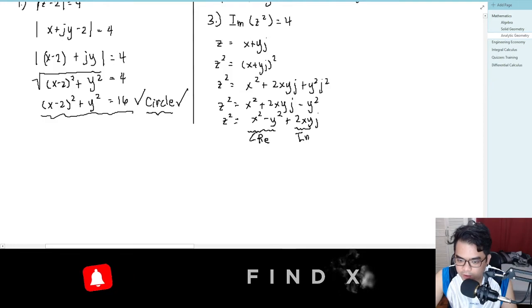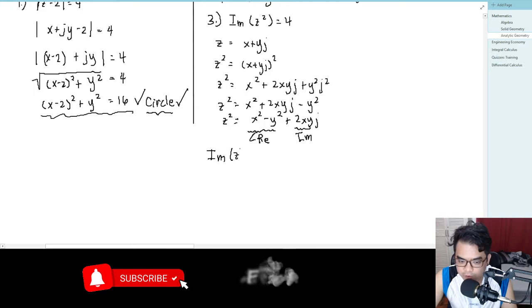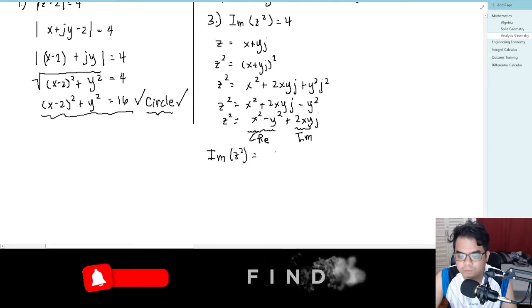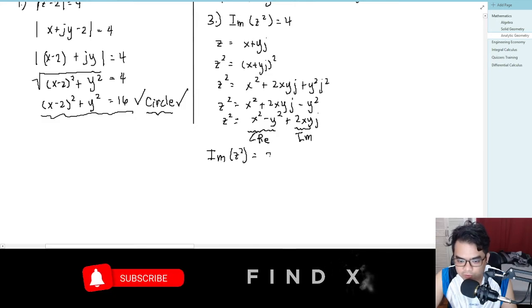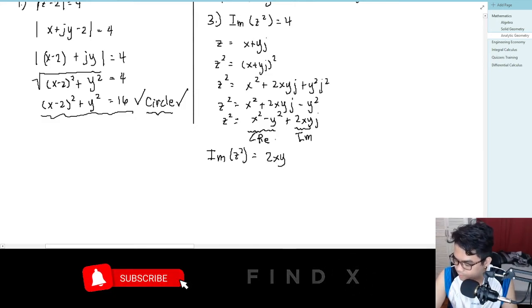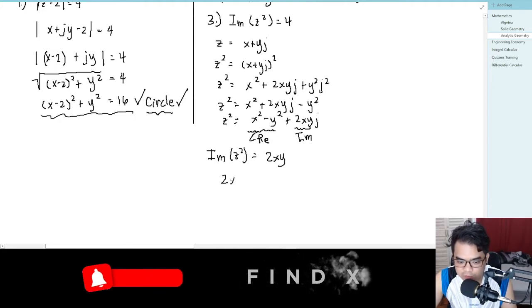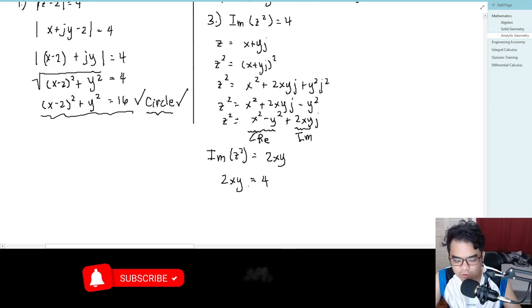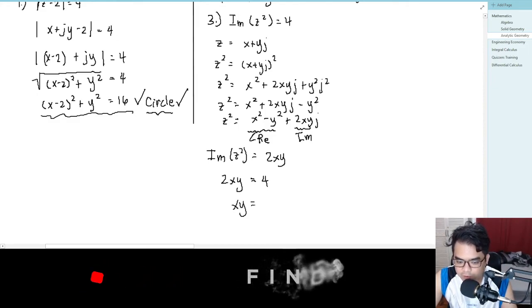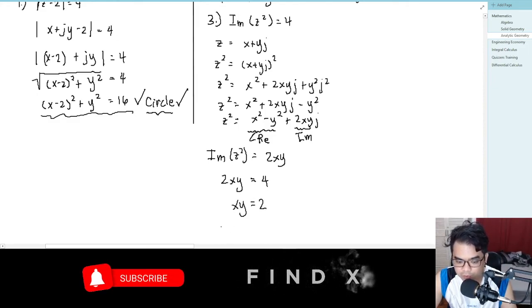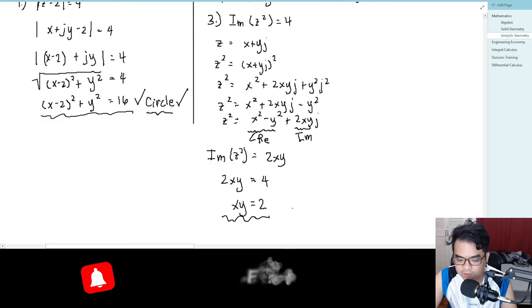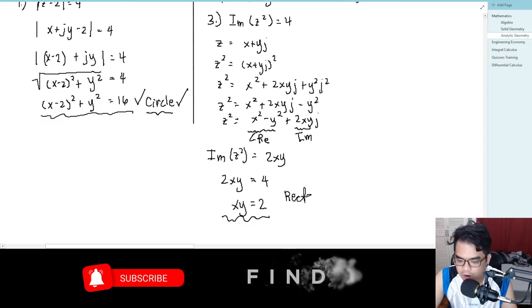Okay. So what happens here is this part is the real part, and this part will be your Im. Therefore, we can say that the Im of z squared is just equal to 2xy. So going back to the problem, you can also say that 2xy is just equal to 4, or xy is equal to 2. If you were able to watch the whole playlist of this video series, you already know that this is a rectangular hyperbola.